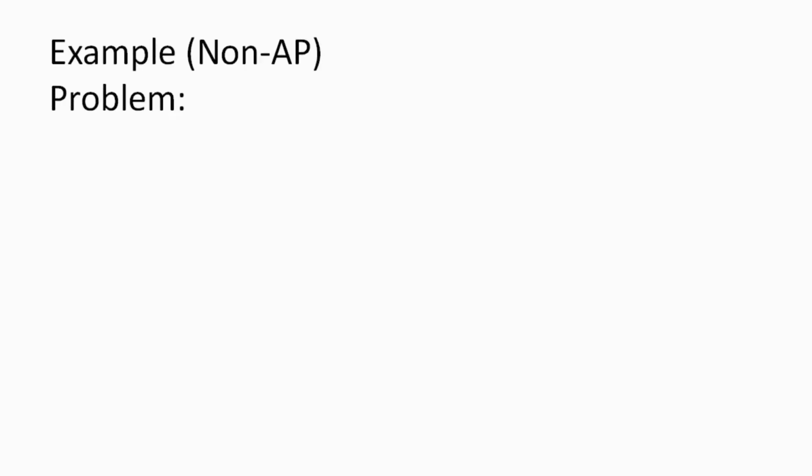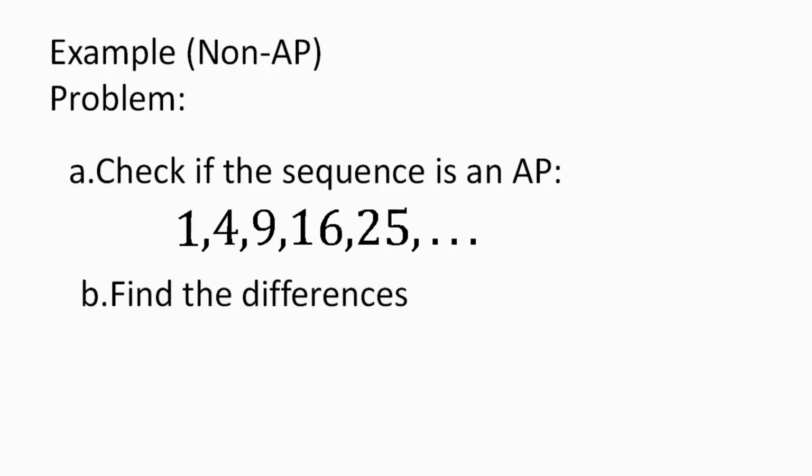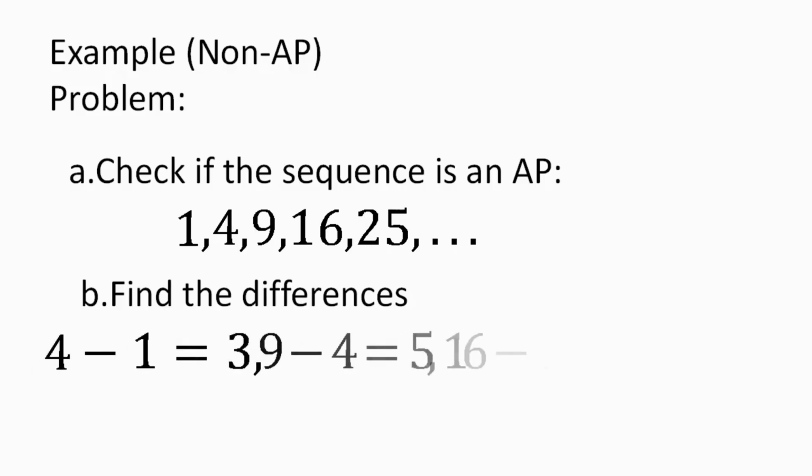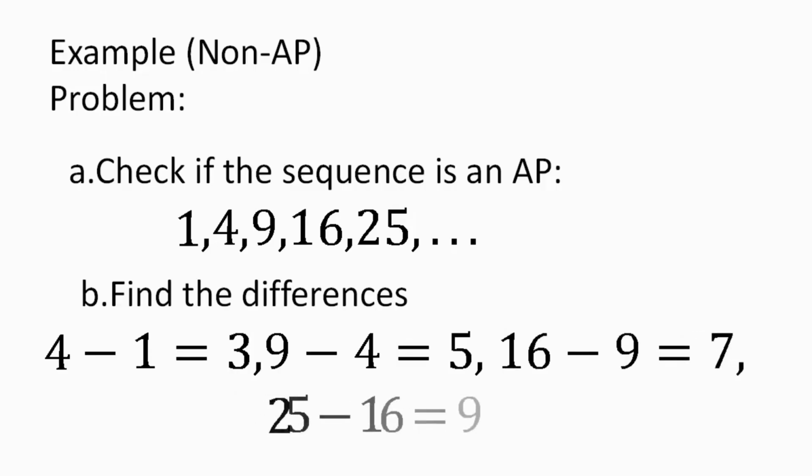Here is an example where the sequence is a non-arithmetic progression. So we have to check if the sequence 1, 4, 9, 16, 25 and so on is an arithmetic progression or not. So let us first find the differences. 4 minus 1 is 3. 9 minus 4 is 5. 16 minus 9 is 7. 25 minus 16 is 9.